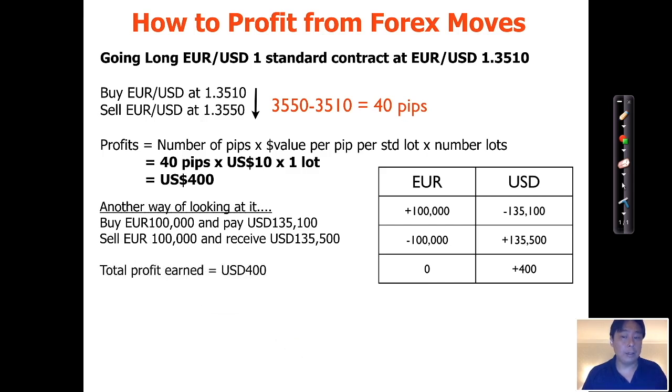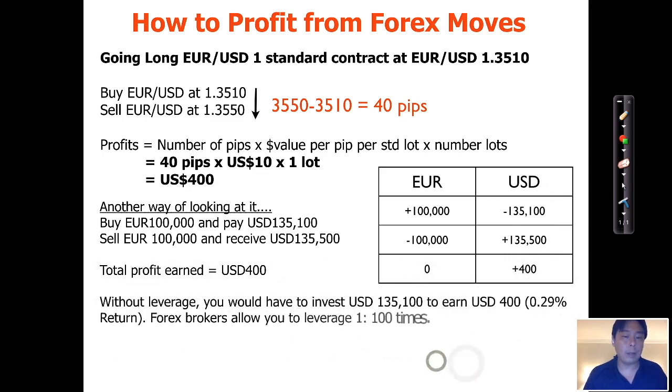So the profit earned is this and this. So this plus this minus this is $400. Okay. So notice that if you don't use leverage, you would have to invest $135,100 or 100,000 euros to earn $400 US. So in other words, you're earning $400 US from $135,100.